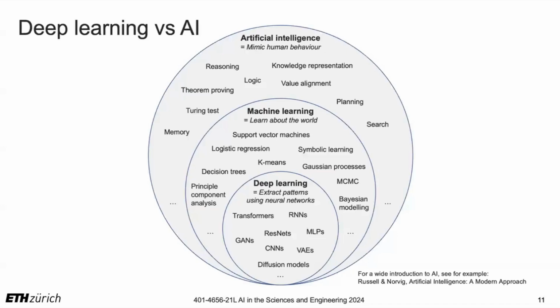And if you're interested in getting into AI more generally, there's a lot of really great material out there. The one that I would recommend is this book, Artificial Intelligence: A Modern Approach, from Russell and Norvig. This is a kind of classic textbook which gives you a wider introduction to AI.